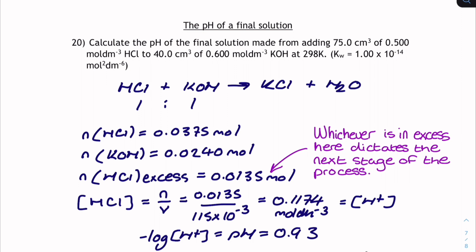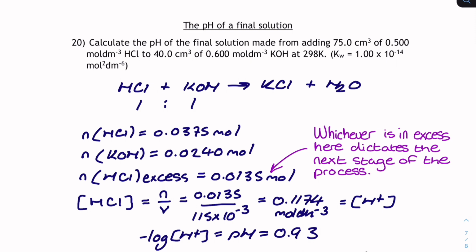Now, that mole of HCl in excess needs converting into a concentration, because as we learnt on the very first page of this, if I can find the concentration of the HCl, that's going to be identical to the concentration of the H plus ion, which you can see I've done here using the new solution volume, that final solution volume of 115 centimeters cubed converted into decimeters cubed for this calculation. So the concentration of the H plus ion in this solution after the reaction is 0.1174 mole per decimeter cubed. Minus log it, and that gives me a pH of the final solution of 0.93 at this point.